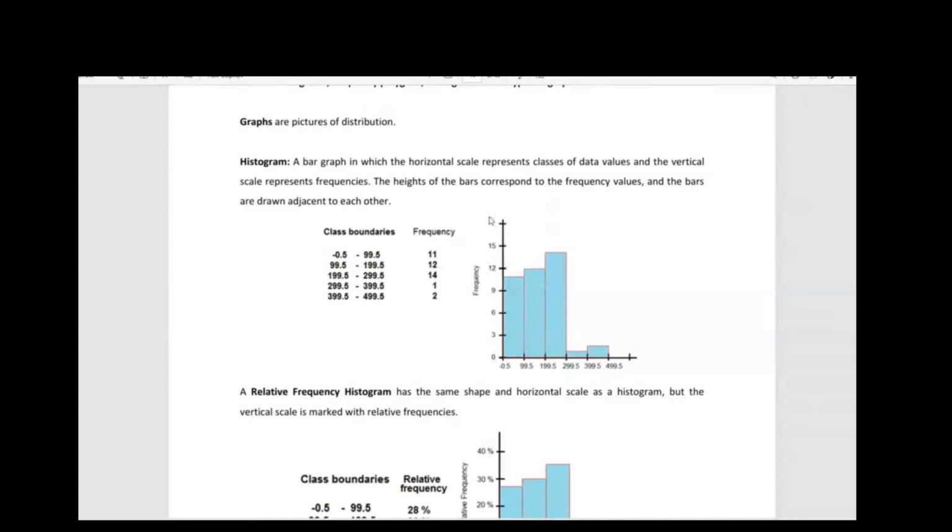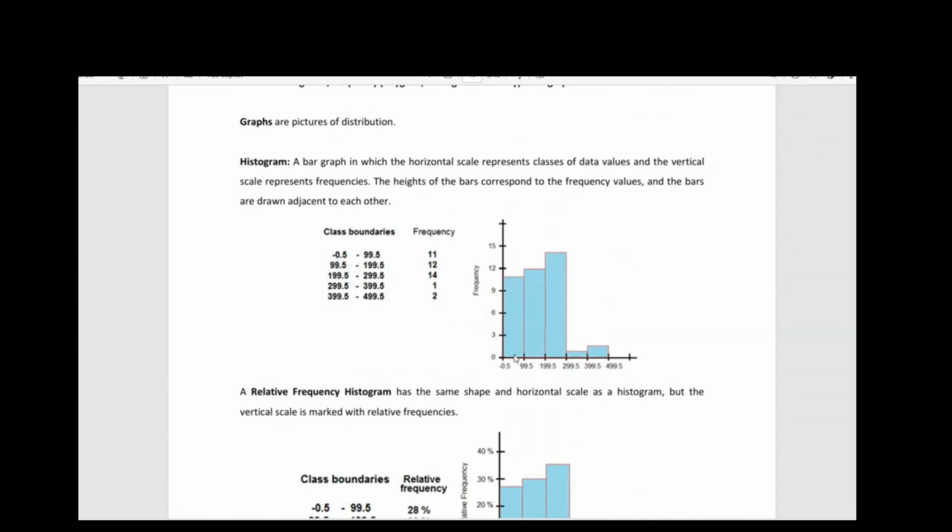of 11. So the y-axis is the axis of the frequency, the x-axis is the axis of the classes. So my first class goes from negative 0.5 to 99.5, because I have the class boundaries. The second one goes from 99.5 to 199.5, from 199.5 to 299.5, 299.5 to 399.5, and from 399.5 to 499.5. Then the frequency of each is just the frequency that you have here.